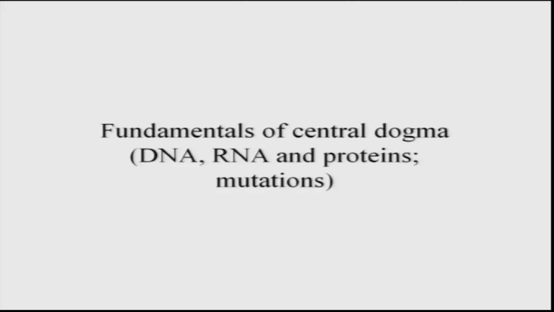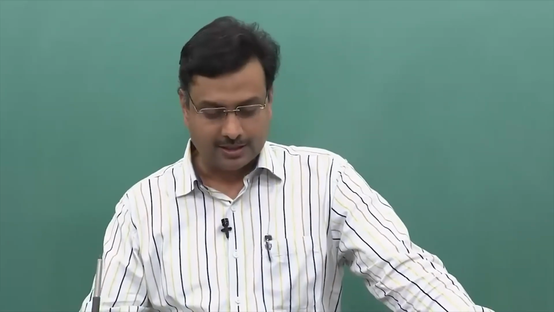So this week we will be discussing the fundamentals of the central dogma of biology, what you call the central dogma of molecular biology, where we will be looking into DNA, RNA and protein, how they are connected, how the information is processed, and how that brings about the visible changes that you see, and also how changes in your genetic makeup may change the way the information is processed. So that's the theme of this week's discussions.